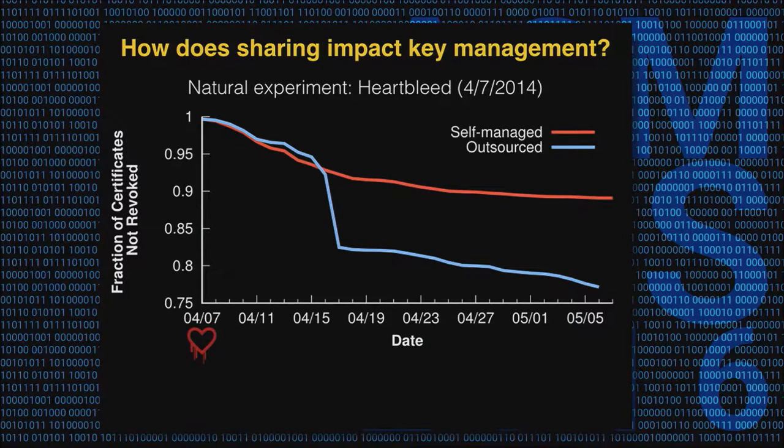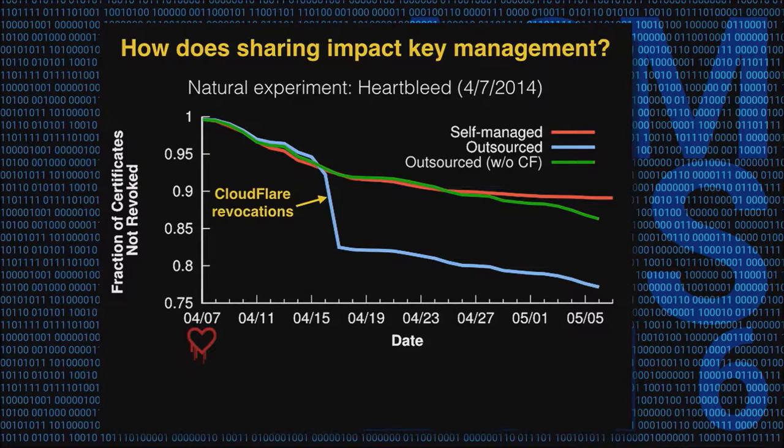If you notice the y-axis here, it begins at 0.75 all the way at the bottom. And so at best, we're talking about 75% of certificates not yet revoked at the end of a whole month after the bug was released. So initially, it seems like the hosting providers are at least doing a better job here. But as it turns out, this huge drop about 10 days in is actually primarily made up of Cloudflare revocations. So if we were to plot this same line for the outsourced certificates, not including Cloudflare, you can see that the distribution looks much more similar now. Admittedly, the hosting providers are still slightly more thorough, but at the end of the day, it's really the same story.